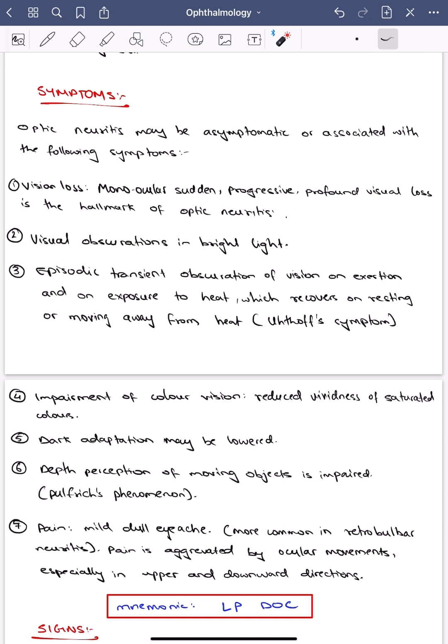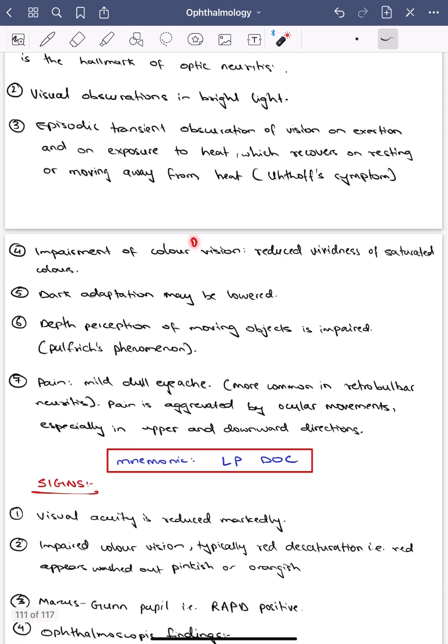The third symptom is that there may be episodic transient obscuration of vision on exertion and on exposure to heat, and this recovers on resting and/or moving away from the source of heat, and this is known as Uhthoff's symptom. So we have visual obscurations in bright light and transient obscurations on exertion and exposure to heat. The fourth symptom is the impairment of color vision, and the patient complains of it as reduced vividness of saturated colors. Fifth is the dark adaptation, which may be lowered. Sixth, the depth perception of moving objects is impaired, and this is known as Pulfrich's phenomenon.